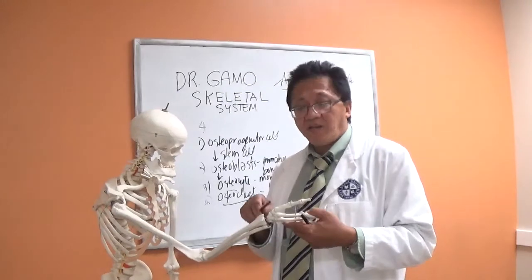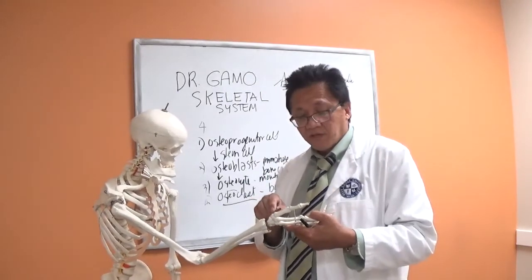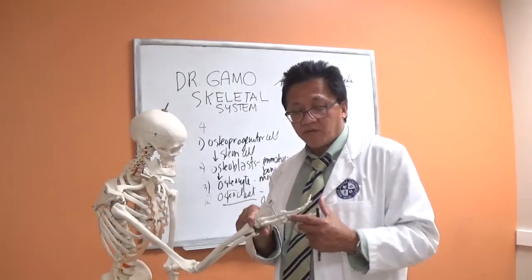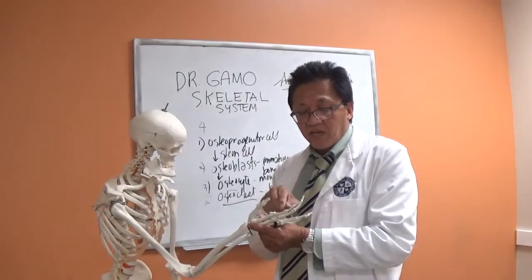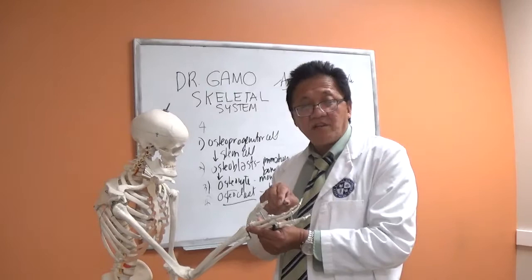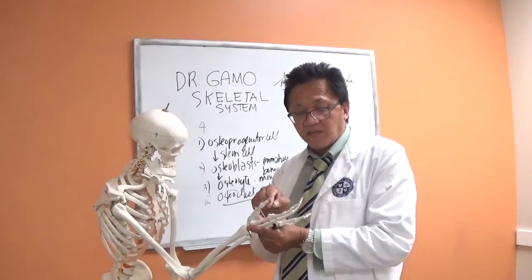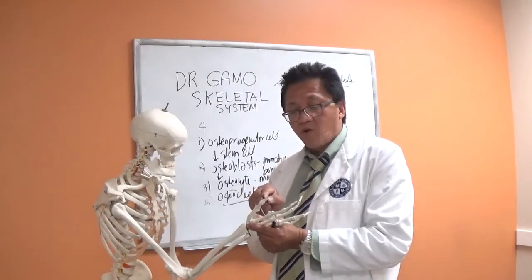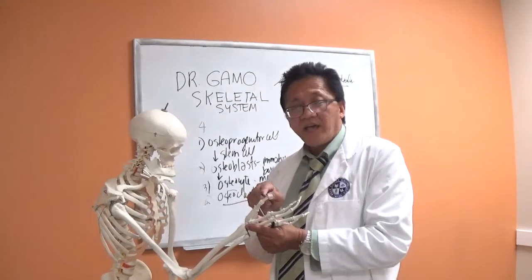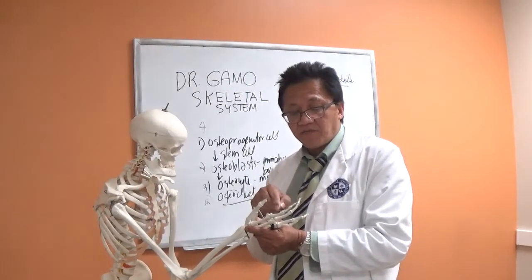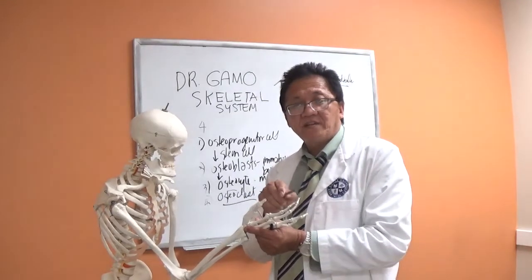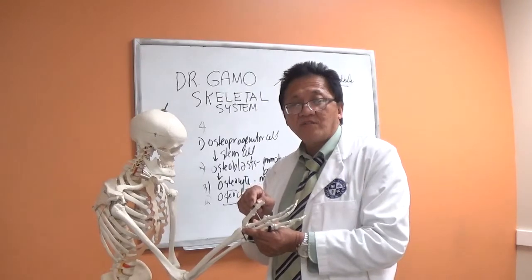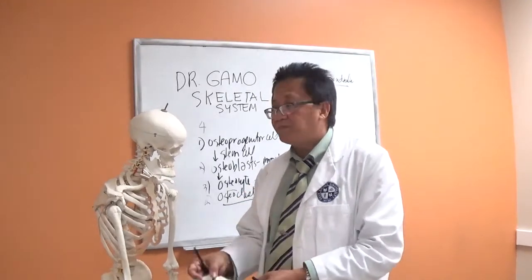In the case of the hand, you have 8 carpal bones, and you have 5 metacarpal bones, and of course you have 14 phalanges. Each finger has 3: proximal, middle, distal phalanges, for the second, the third, the fourth, and the fifth finger. In the case of the first finger, the thumb, you only have 2, proximal and distal phalanges. 4 times 3 is 12, plus 2, you have a total of 14 phalanges in your hand.